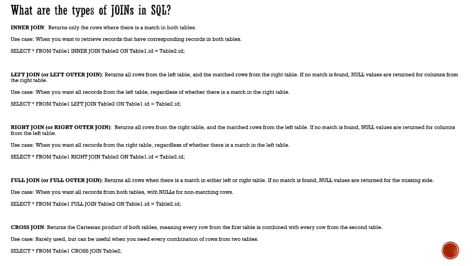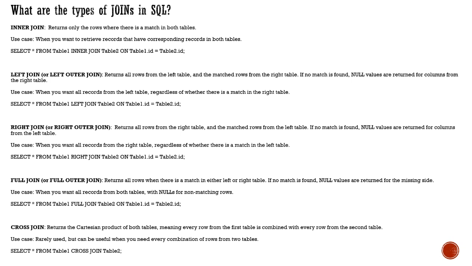But in left join, it will return all the rows from the left side and the matching rows from the right side, right? So where nothing is matched, null values will be returned for the columns from the right table. So when you want all the records from the left table, regardless of whether there is a match or not, you use it.